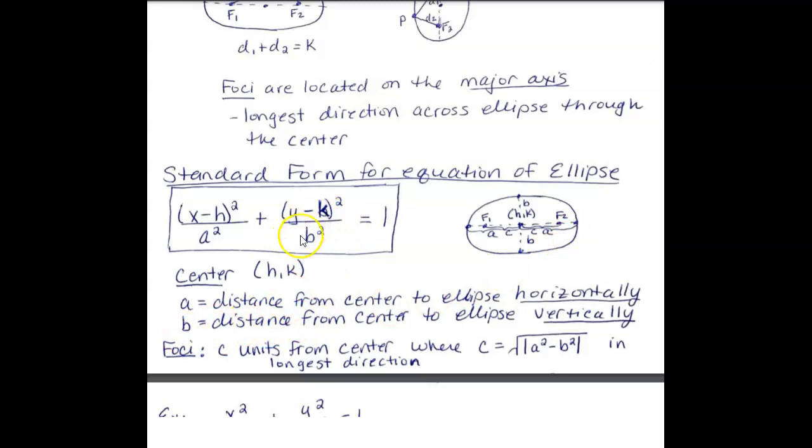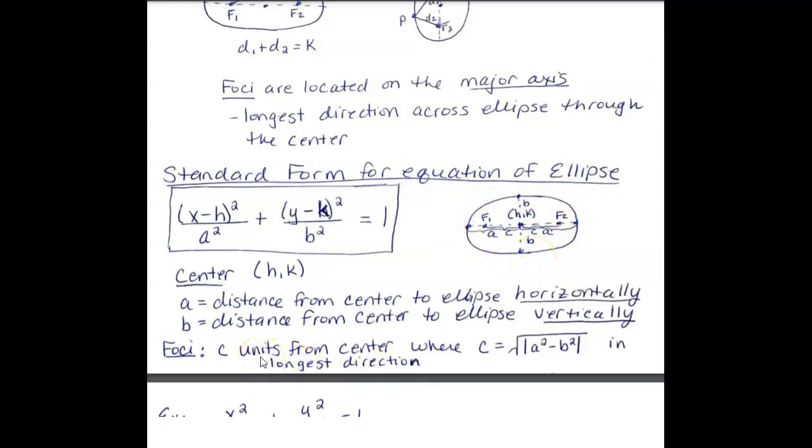B, which is found by square rooting the number under the y squared, is the distance from the center to the ellipse in the vertical direction. So from my center point (h, k), move up b and down b to get to the edge, and then those 4 points can be used to sketch the graph.